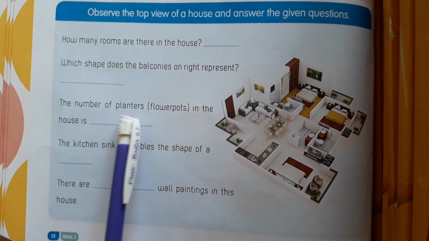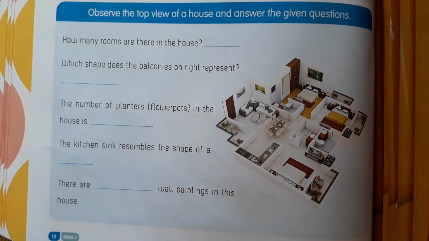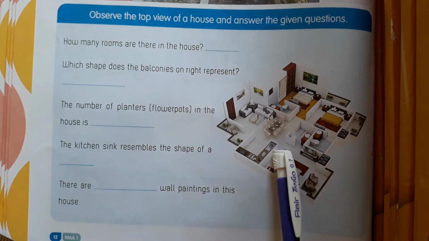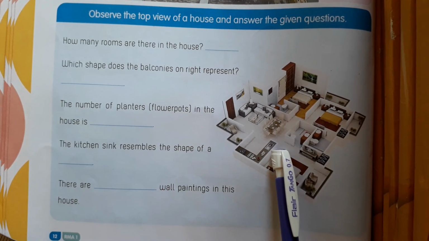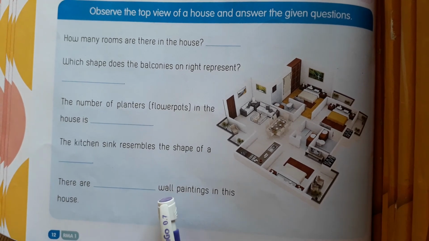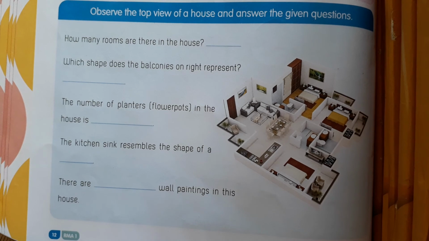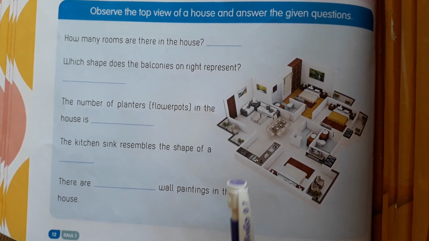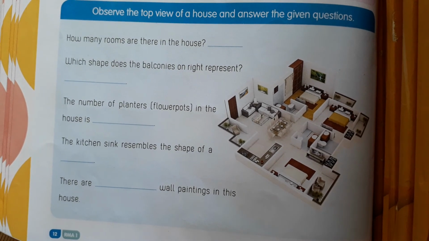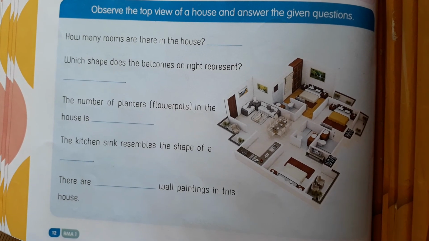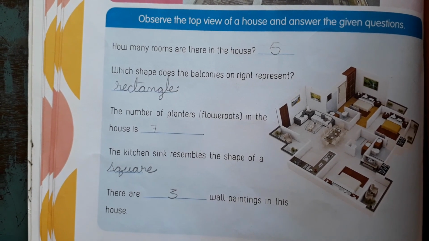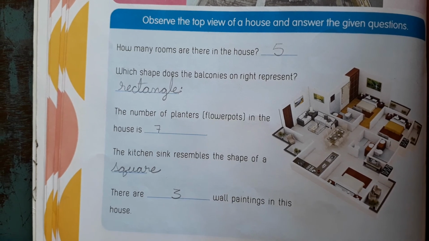So write 7 here. The kitchen sink resembles the shape of a. The kitchen sink looks like a square. Write square, spelling. There are dash wall paintings in this house. How many wall paintings are there? 1, 2, 3. Only 3 wall paintings. So write 3 here. Write the answers like this, children: 5, rectangle, 7, square, 3.